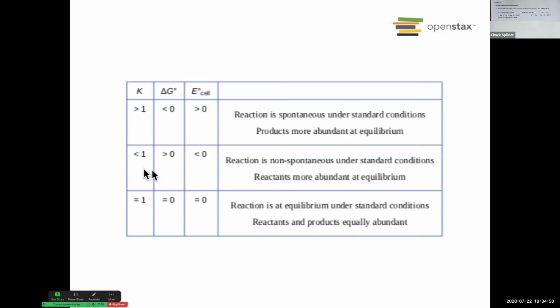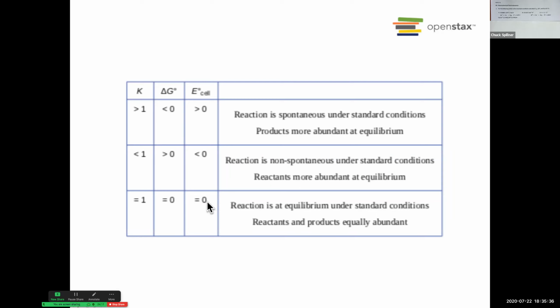If the equilibrium constant is less than 1 and the free energy is greater than 0 and the cell potential is less than 0, the reaction is not spontaneous. The third condition is if the free energy is 0 and the cell potential is 0 and the equilibrium constant is 1, the reaction is at equilibrium. So in a galvanic cell, that's what happens when the electricity stops. And in the case of a battery, we would say the battery's dead.